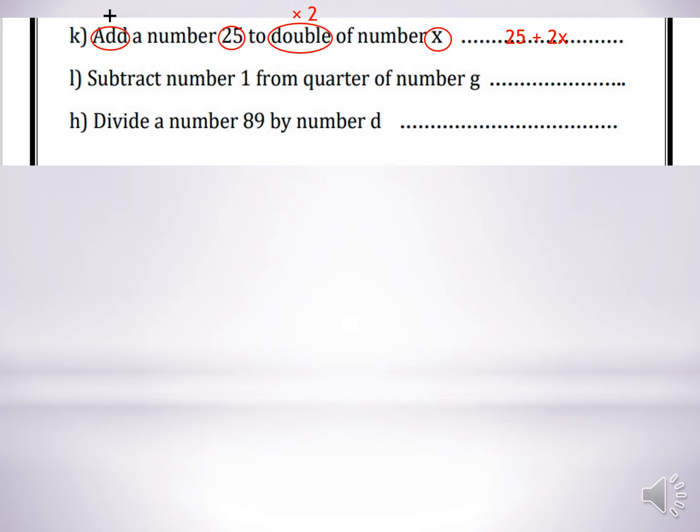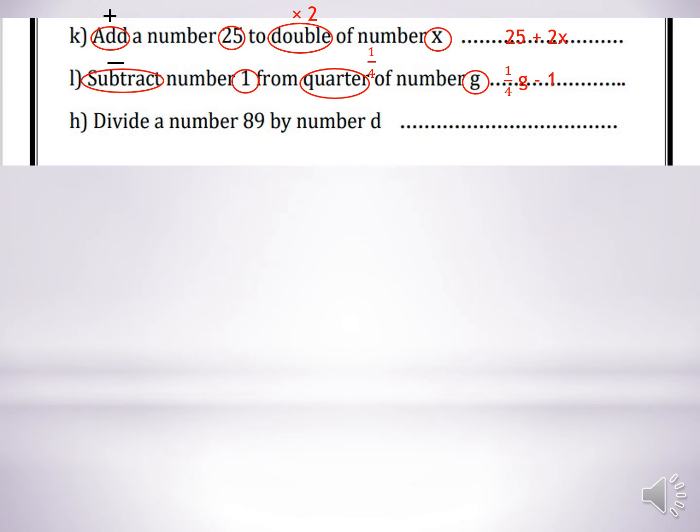Okay. In letter L, subtract. Subtract is the keyword for minus. Number 1, this is my number, from quarter of number g. Quarter means 1 over 4. Quarter of number g, so 1 over 4 g. It will be 1 over 4 g minus 1.